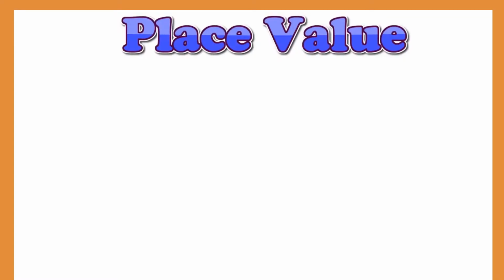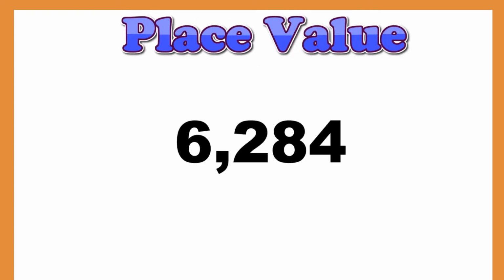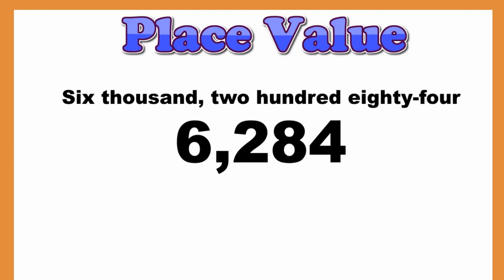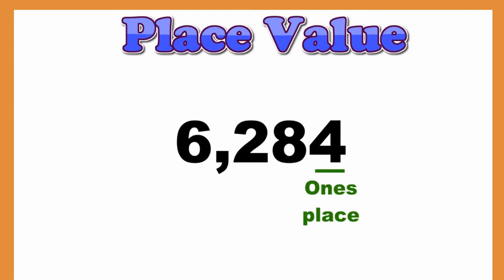Has a value. By noticing a digit's place in a number, you can determine how much it's worth. This number is pronounced 6,284. It has four digits. Let's begin by looking at the four. The digit 4 is in the ones place.